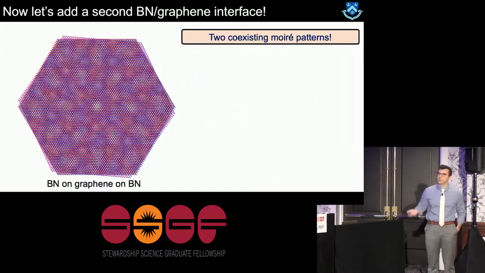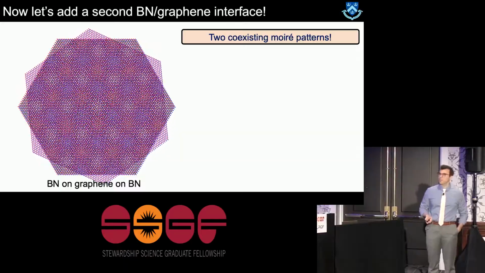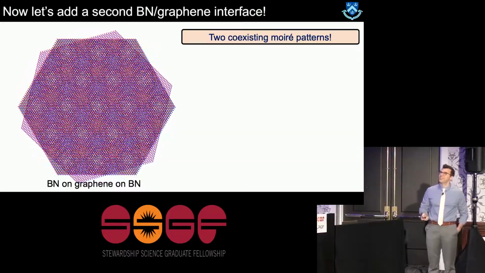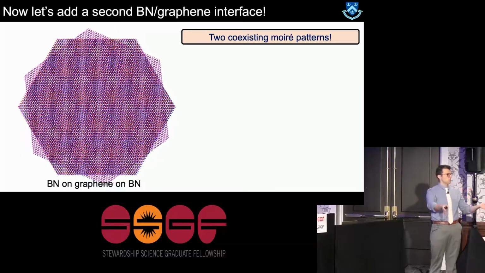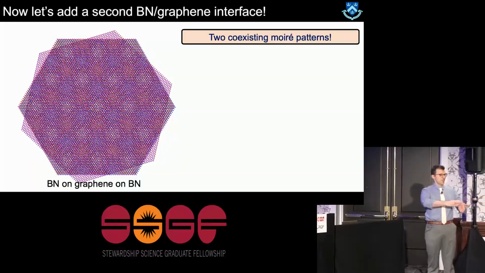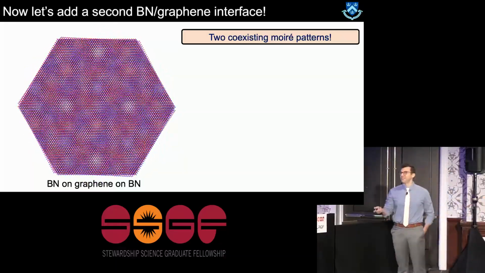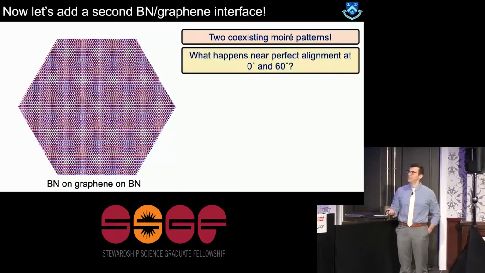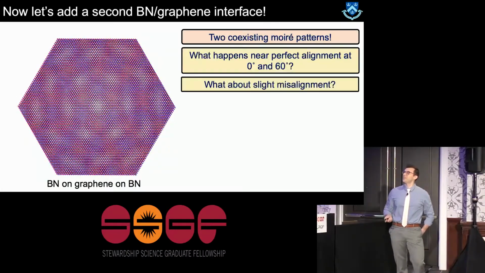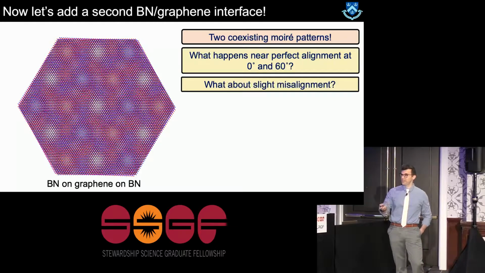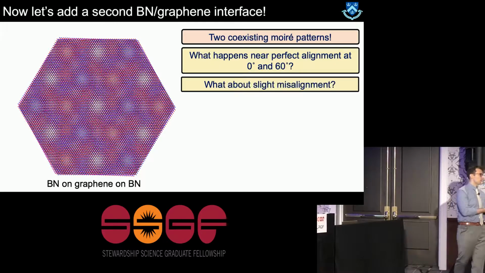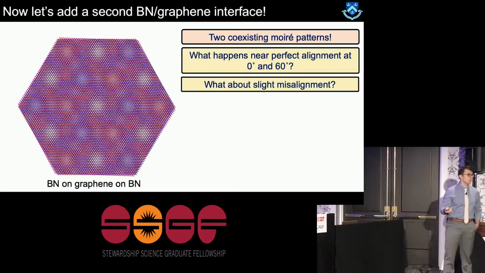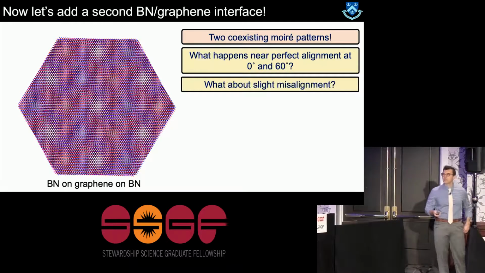Okay, so just taking a look, some interesting things happen. The picture gets very crazy. Not only do we have two coexisting geometric interference patterns, but we also have a geometric interference pattern of the geometric interference patterns. So we've made it very complicated for ourselves, which is what we love to do. We need to break this into more questions. We want to know what happens near perfect alignment to answer our original question about whether we can tune the symmetry. But there are also interesting things that happen at slight misalignment, so we might be able to learn something about the coexistence of these two superlattices.